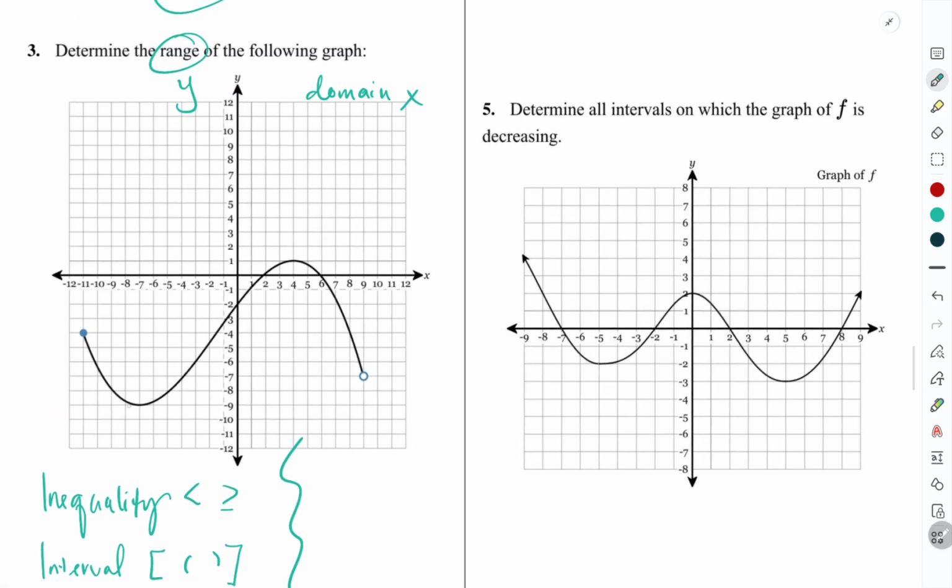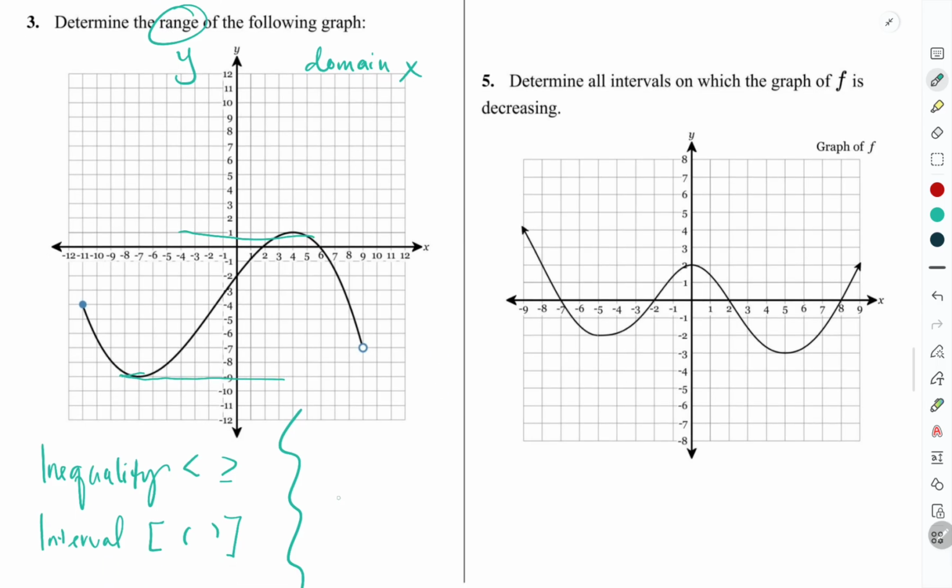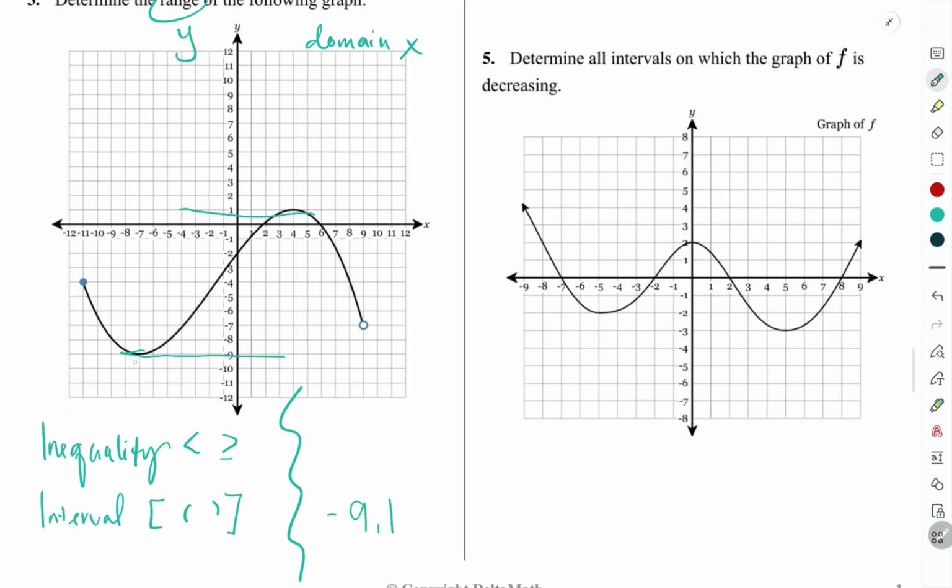Range is y values. So that is where's my graph, lowest to highest. So I see -9 to +1. And because they are on a solid line, they are both hard brackets. I'm doing range, so that is y. So I'm going to say -9 is less than or equal to y, less than or equal to 1. They're always less than symbols.